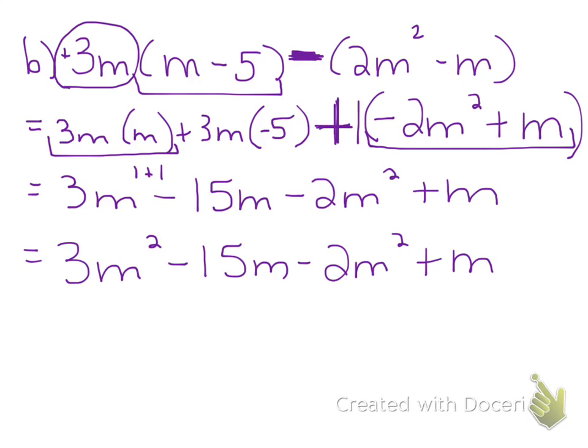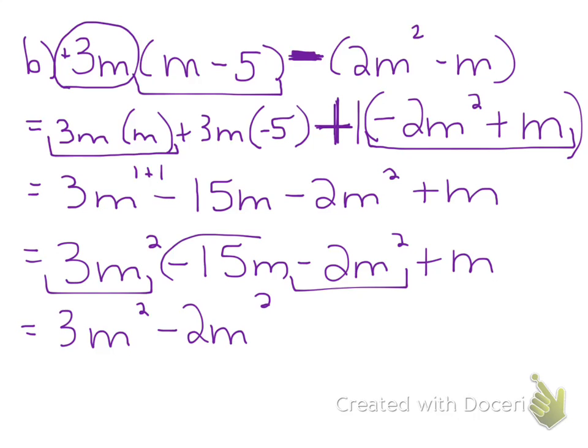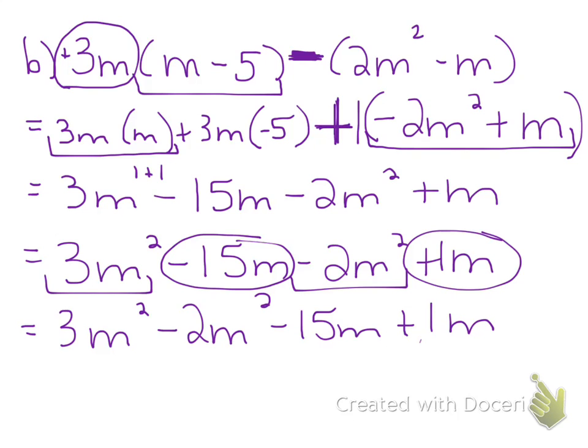We're going to collect our like terms. So here we have 3m squared and -2m squared. That can go together. And then we have -15m that goes with positive 1m. 3 minus 2 is 1m squared. And -15 plus 1, -15m plus 1m gives me -14m. So it's important to know your integers and how to do the work.